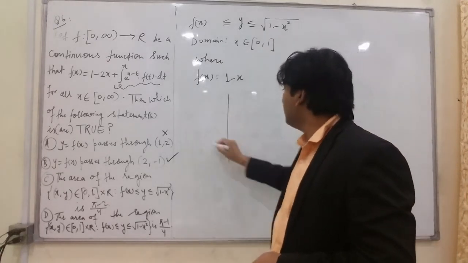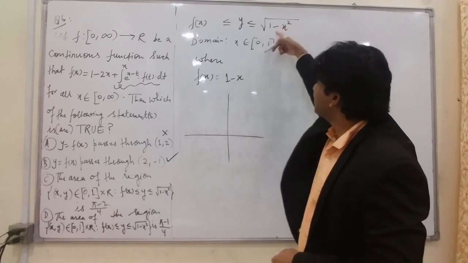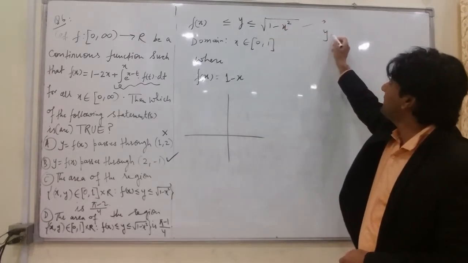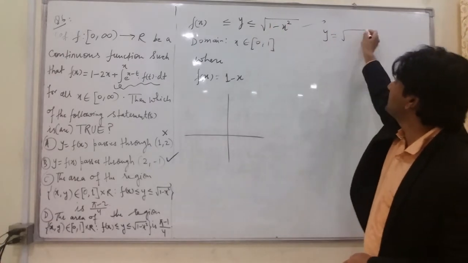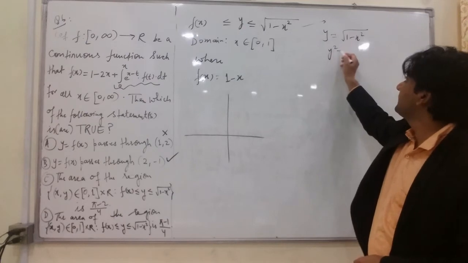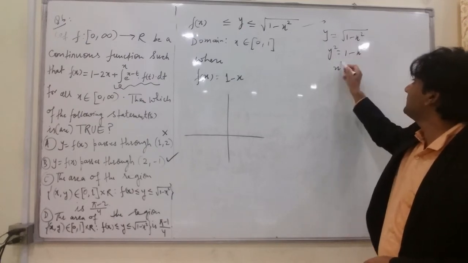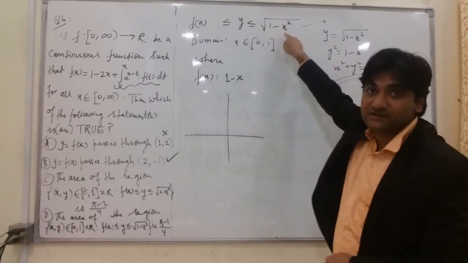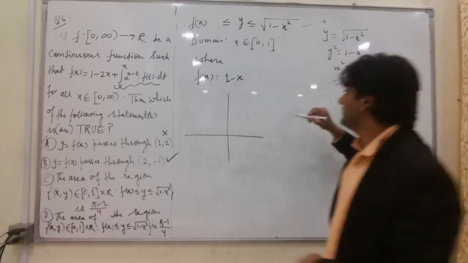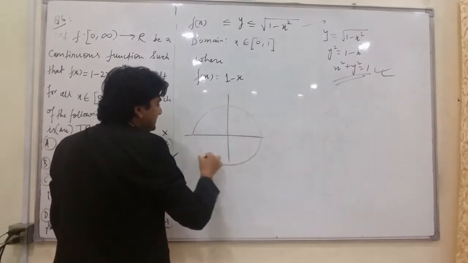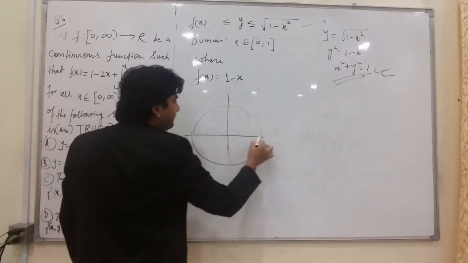Now if you observe, let us understand this first. If you equate y equals root of 1 minus x square and square both sides, y square equals 1 minus x square. So x square plus y square equals 1. So this is a part of a circle. This is the equation of a circle, with radius 1 and center (0, 0). So this is a circle.